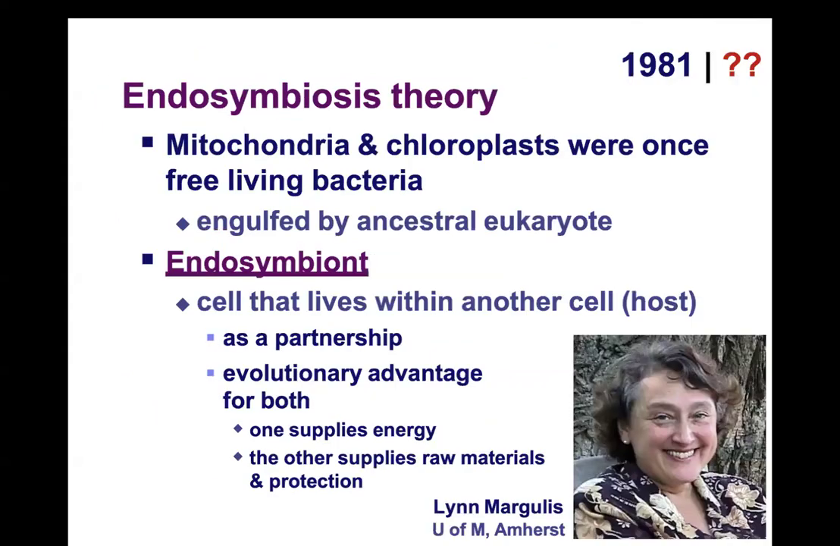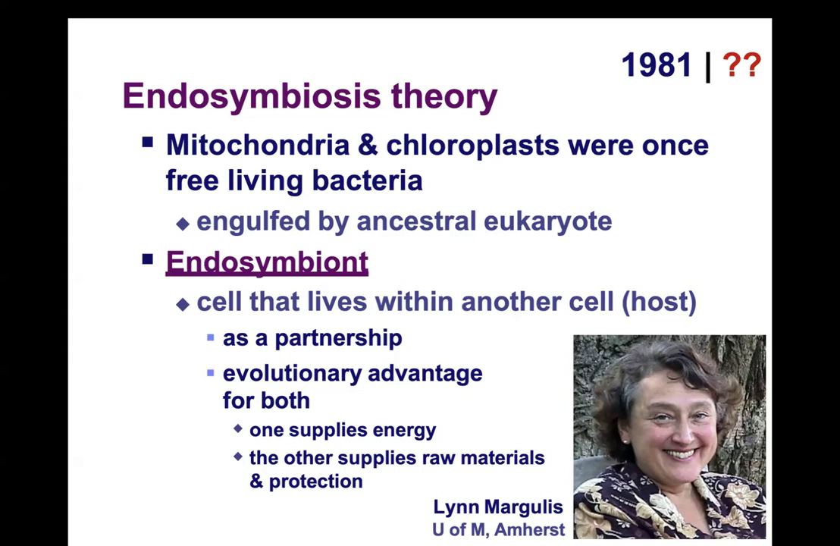Now, how did eukaryotic cells come to be? How did they evolve? This is a question that scientists have researched for a long time. And in the early 1980s, the theory that is now amongst cellular biologists the most agreed upon came about. It's called the endosymbiotic theory.